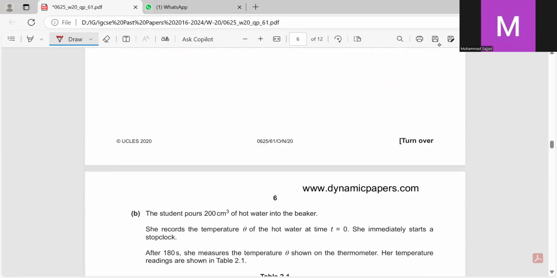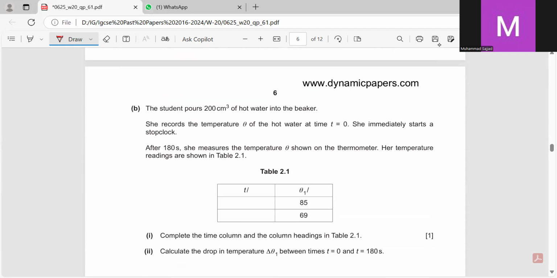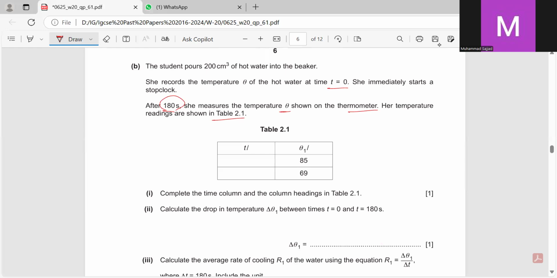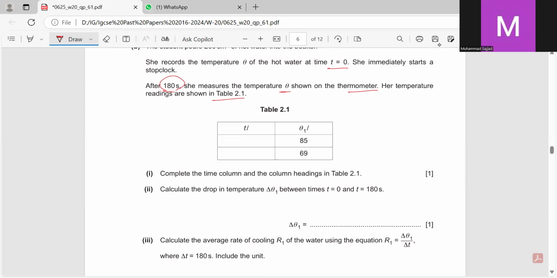So let's move forward. Now the student pours 200 centimeter cube of hot water into the beaker. She records the temperature theta of the hot water at time t is equal to 0. Then she immediately starts a stop clock. After 180 seconds, starting point is 0, she measures the temperature theta shown on the thermometer. Her temperature readings are shown in the table. So complete the time column and column headings in table 2.1.